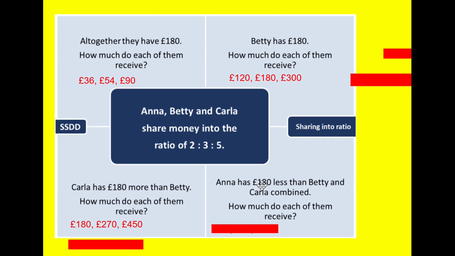Anna has £180 less than Betty and Carla combined. Just a slight little twist on this difference problem. It's still a difference problem. Betty and Carla together have 8 parts. Anna has 2 parts, so 6 parts is worth £180. 1 part is worth £30, times together accordingly, and there we go. So if you've got that, then you're in good shape with your ratio problems.